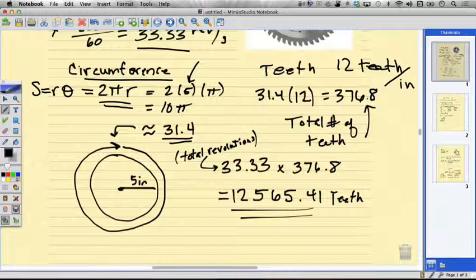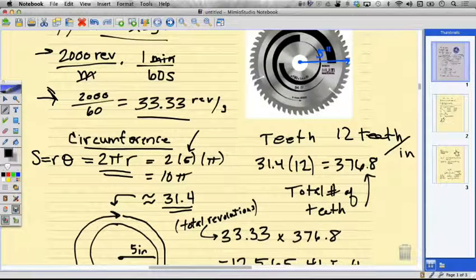Questions on this part? How do we get where? The question was, let's go back and talk about circumference for a second. I'm actually using that formula where it says S equals r theta. The arc length, so in physical actual distance, in this case inches, if I were to take a tape measure and wrap around the whole circle, how far would it be? How far would the tape measure wrap around?